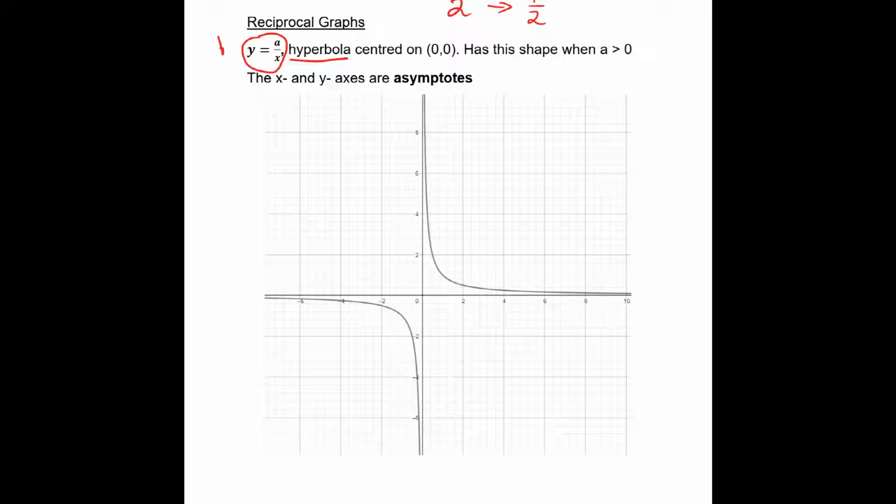If a is greater than 0, it has the shape that we can see in this graph. The x and y axes are what we call asymptotes. Essentially, as x becomes very, very large, the graph will get very, very close to the x-axis, but will never actually touch it. Similarly, as x approaches 0, because we can't divide by 0, the graph will become extremely large, but never hit the y-axis. And it's similar for the other branch of the graph.